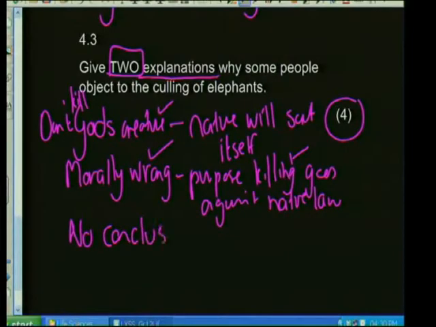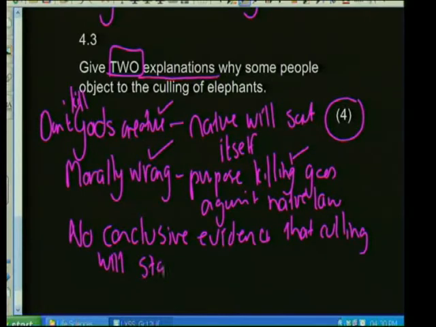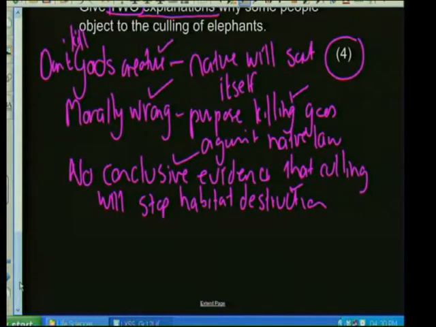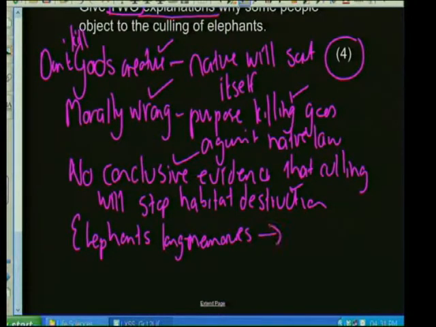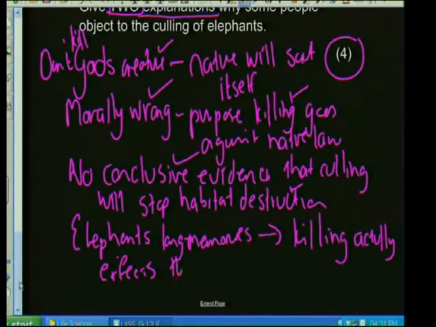That there is no conclusive evidence. All right, that culling will stop habitat destruction. All right, another reason. Okay, elephants have long memories. And because of that, the killing actually affects the family. We're talking about the elephant family.